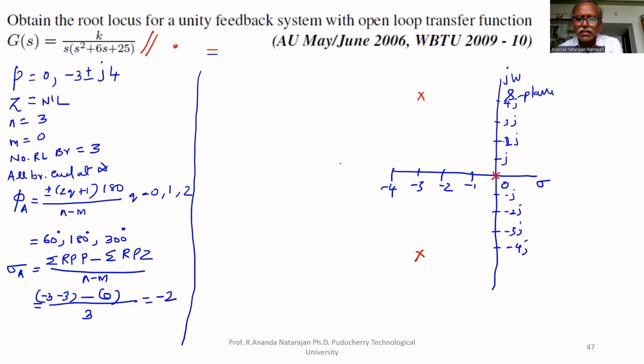So any point, if we select on the negative real axis, it is on the root locus. Therefore, the entire negative real axis becomes part of root locus up to infinity. Since it is a complex pole, we have to find the angle of departure. At what angle it comes out.